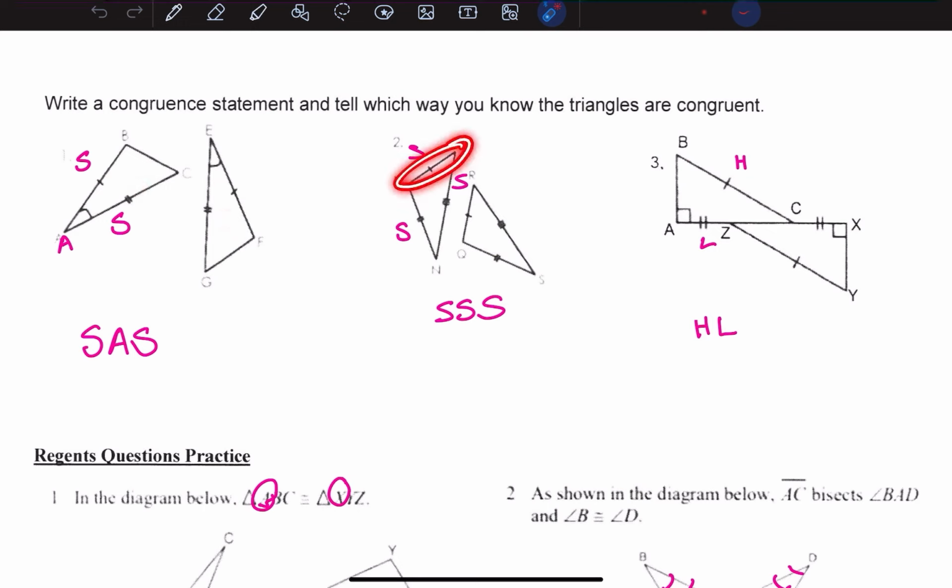Similarly here, 1, 2, 3, side, side, side. I see a right angle, so I know it is a right triangle. If I have a leg and a hypotenuse in both triangles, I can use HL.